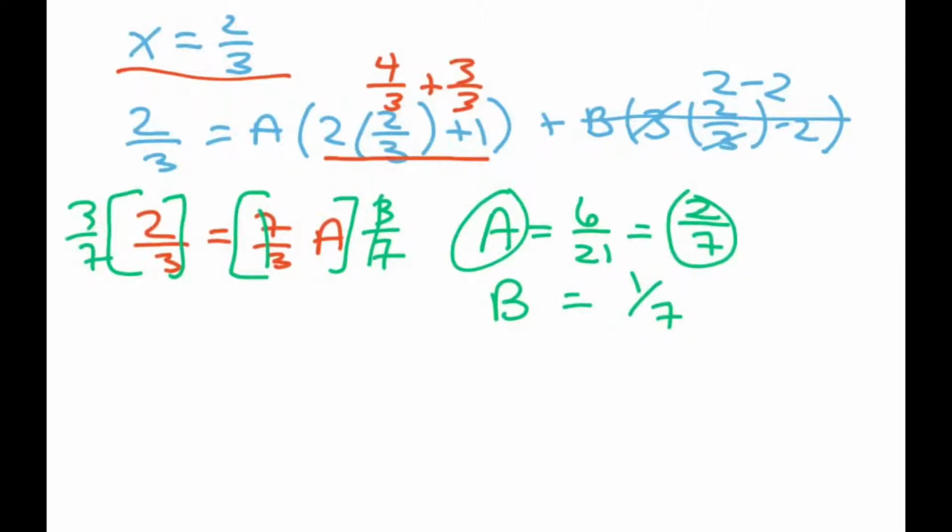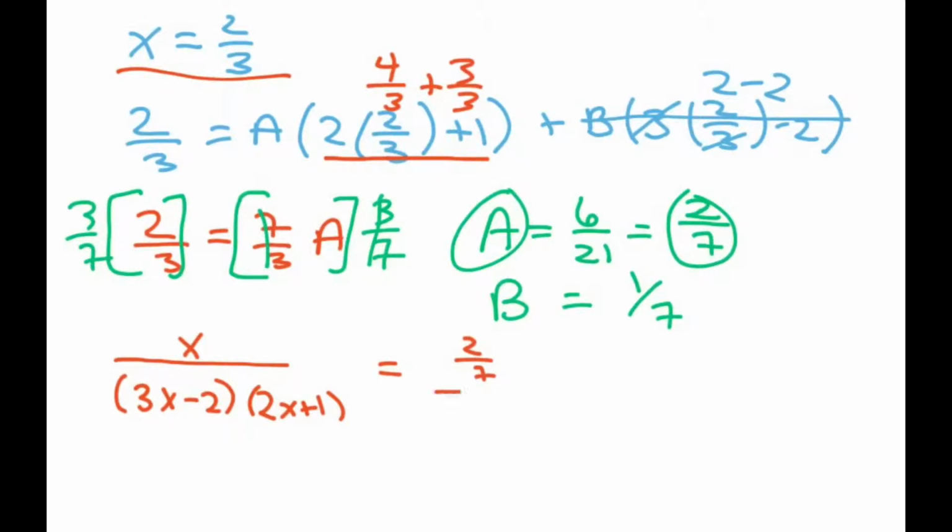And now we're finished. So we have x divided by 3x minus 2 times 2x plus 1 equals my A, which is 2/7 divided by 3x minus 2, plus 1/7 divided by 2x plus 1. That's all.